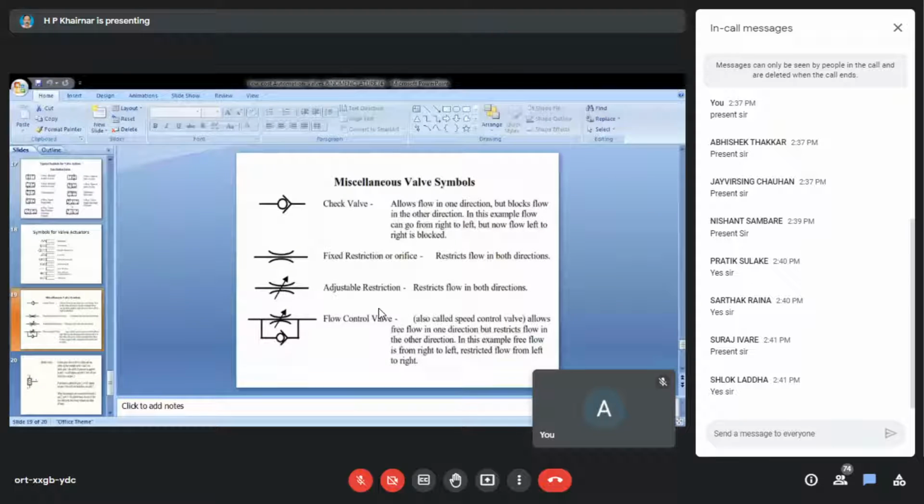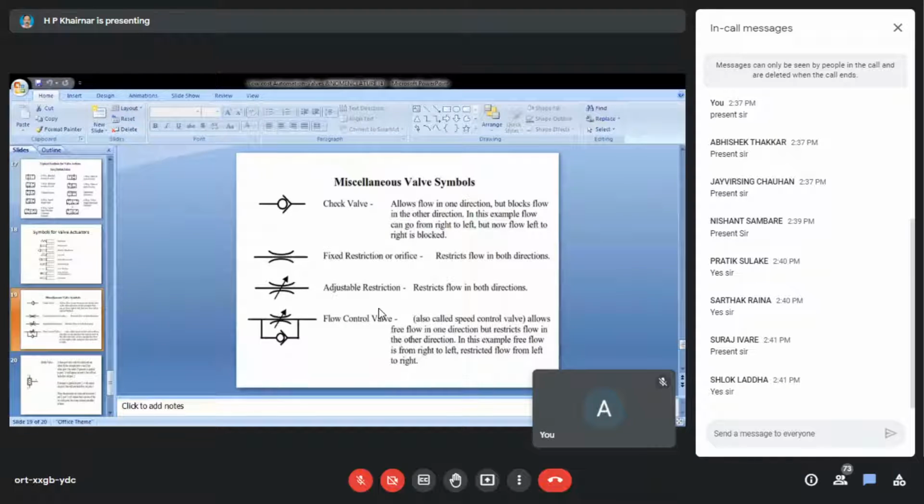And this is another important thing. So for all types of valves, whenever there is a question regarding the valves, this is how you will have to explain it. There are different types of directional control valve. There are check valves, restriction valve, and control valve. So first is check valve. Check valve allows a flow in one direction, but blocks the flow in the other direction.